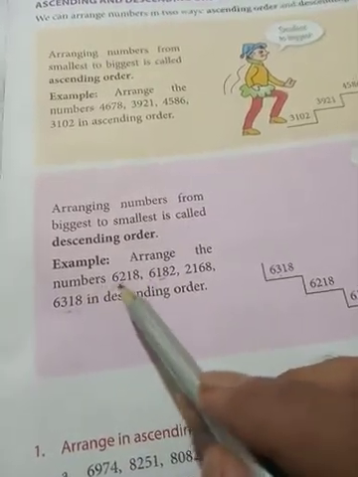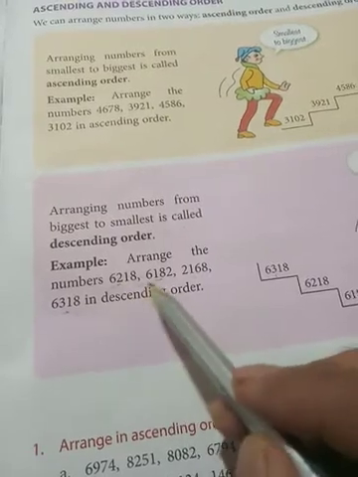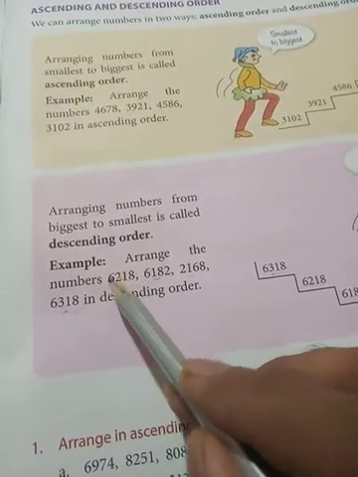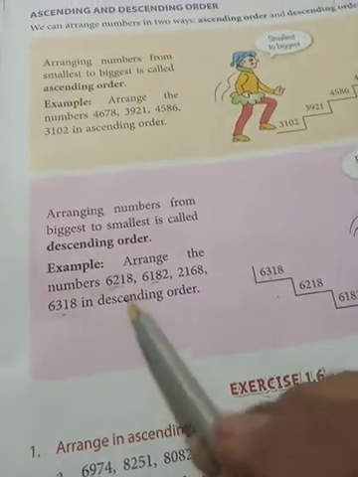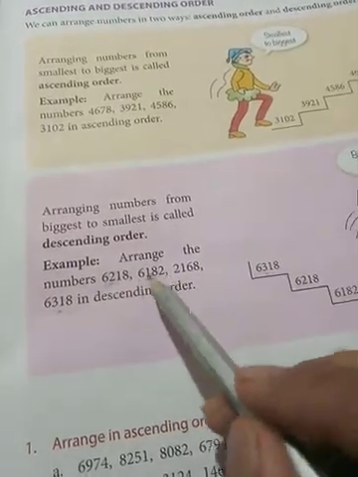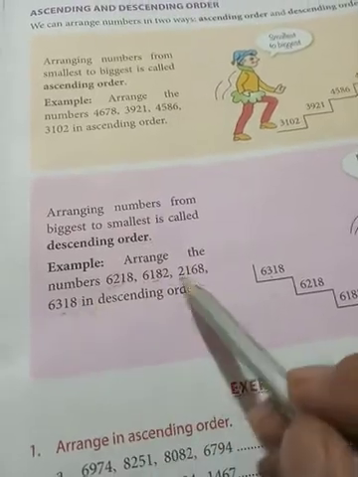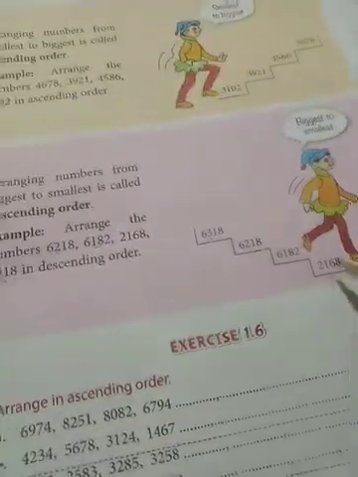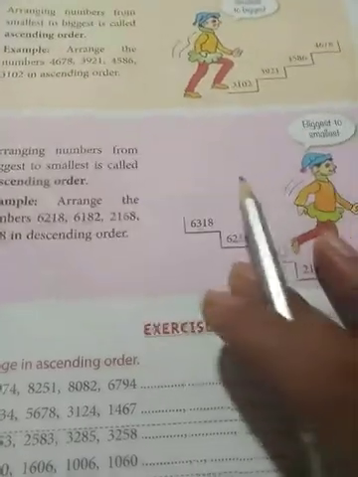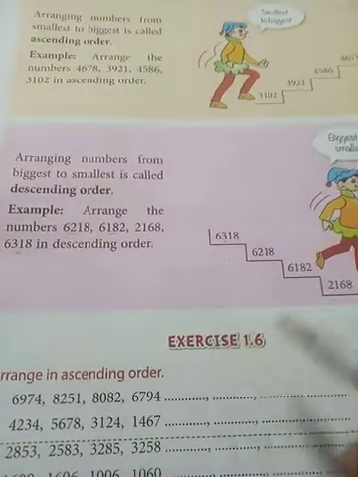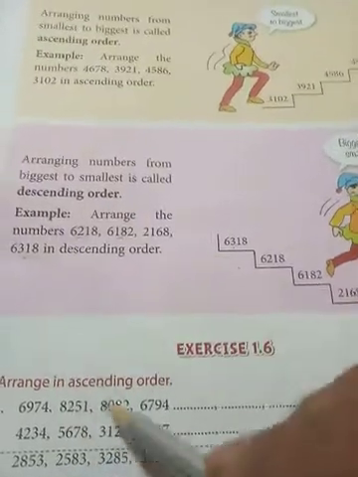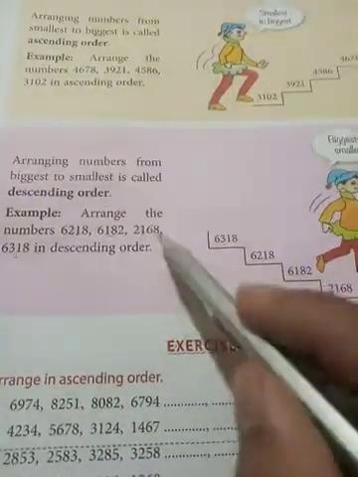You can see that these two numbers both have 6 on the left extreme. Then go to the next place. You can see that here 2, here 1. So the next number is which one? 6218. After that which one will come? 618, and this is the smallest among these numbers. So finally we will reach 2168. So we need to compare, and write these numbers this way, and this will be the descending order of the numbers. So this is the descending order of the given numbers.